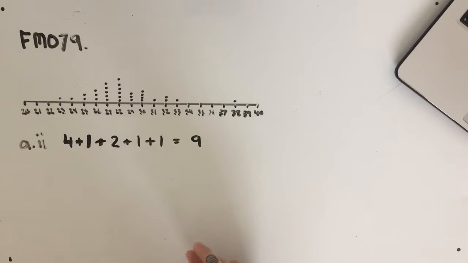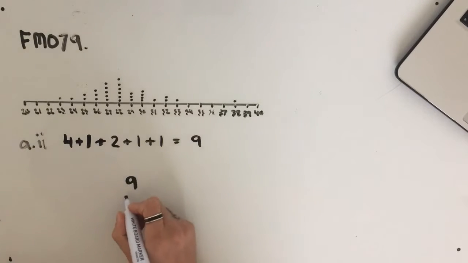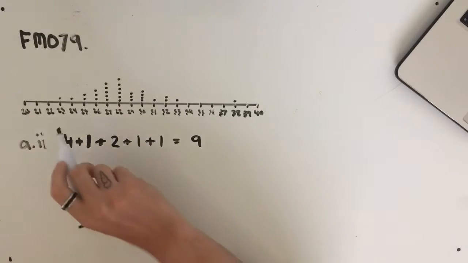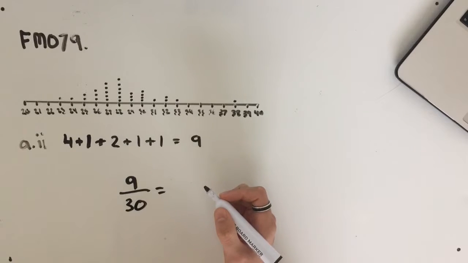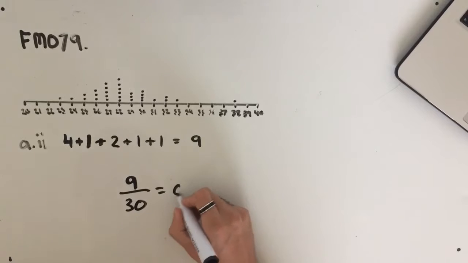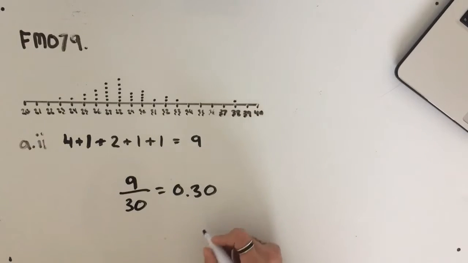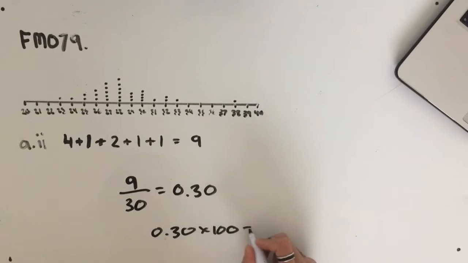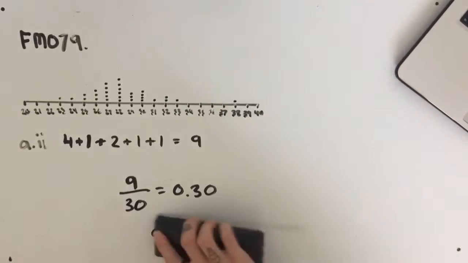Since we need to find the percentage of days on which the student cursed 30 times or more, we take our 9 and divide it by the total amount. We have 30 days here, so 9 divided by 30 is equal to 0.30, and then times that 0.30 by 100 to give us our answer of 30%. So that's part II of A.